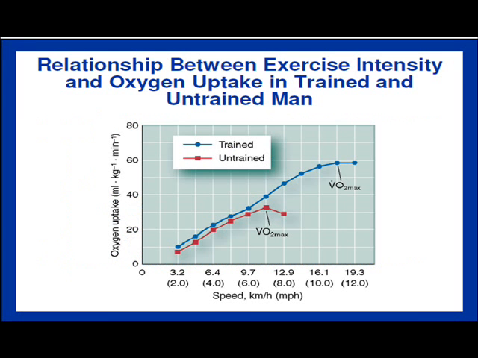This is a graph out of your book here looking at the relationship of exercise intensity and oxygen consumption in trained and untrained men, simply showing that, obviously, in the difference between a trained and untrained individual, you expect a trained individual to go longer and have higher oxygen uptake compared to an untrained individual. There's nothing rocket science about that particular graph, right?